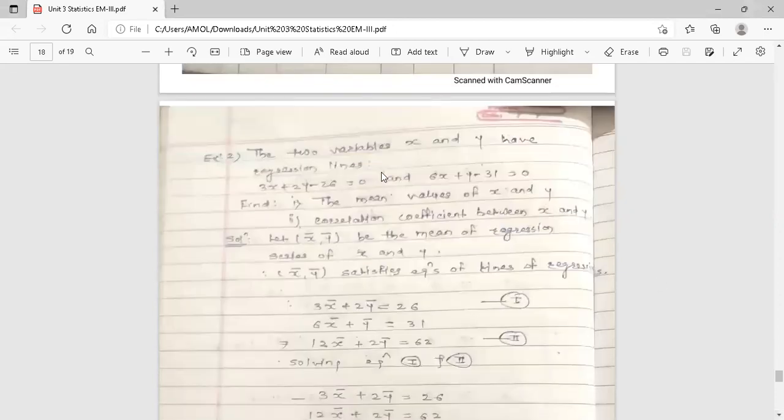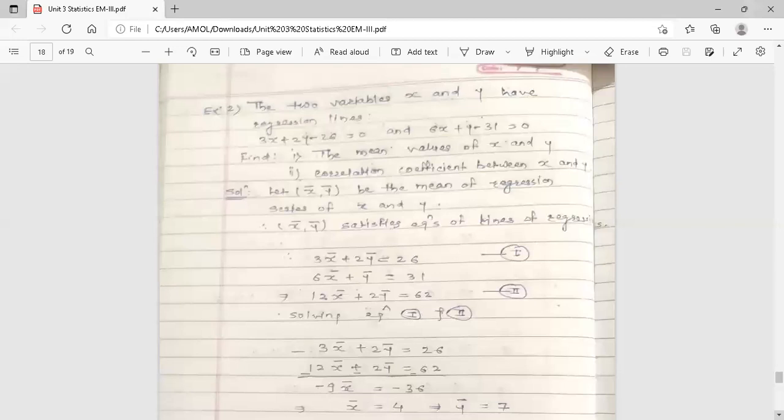Now see the example. Two variables x and y have regression lines 3x plus 2y minus 26 is equal to 0 and 6x plus y minus 31 is equal to 0. Then find, first, the mean values of x and y, and second, the correlation coefficient between x and y. The regression lines are given, and we have to calculate the mean values, x bar and y bar, and then find the correlation coefficient between x and y.